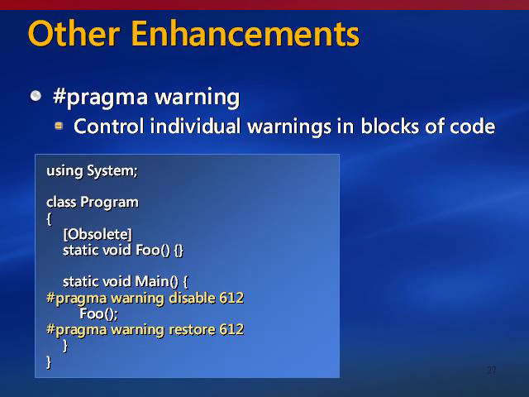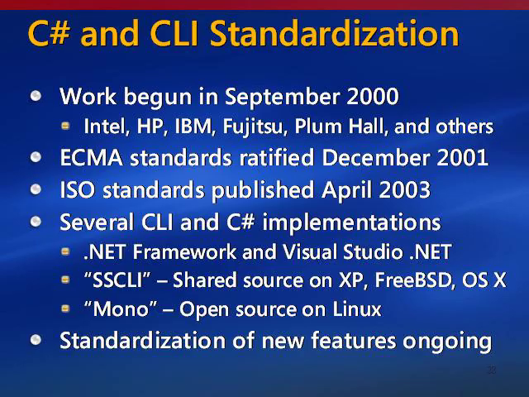Finally, pragma warning gives you the ability to control individual warnings in your source code. So here is what I consider a fairly real-world example where you want to turn off an obsolete warning in a block of code. And you can do that with pragma warning disable. And you'll note that it's not pragma warning disable and pragma warning enable. It's actually pragma warning disable and then restore to previous state. So you don't have to know whether it was on or off before the code. So that is a big roundup of all of the new features in C# 2.0.